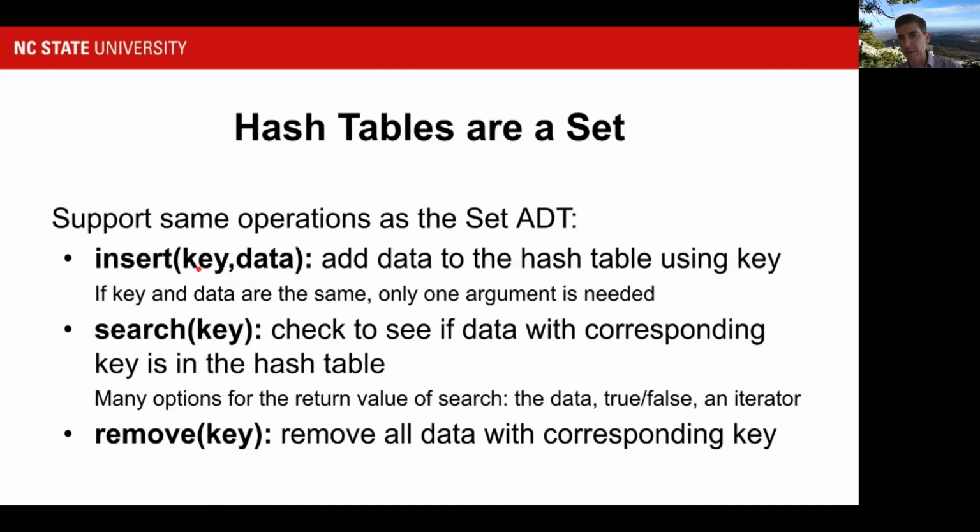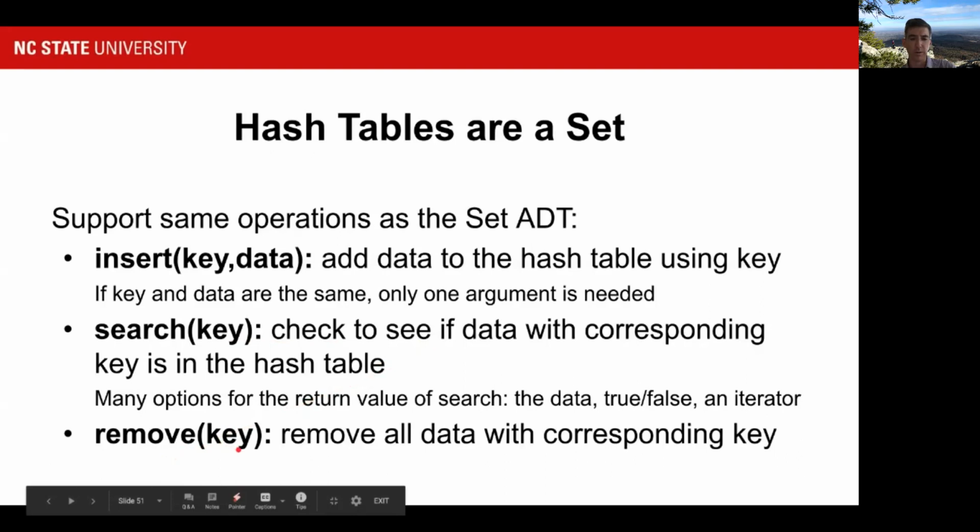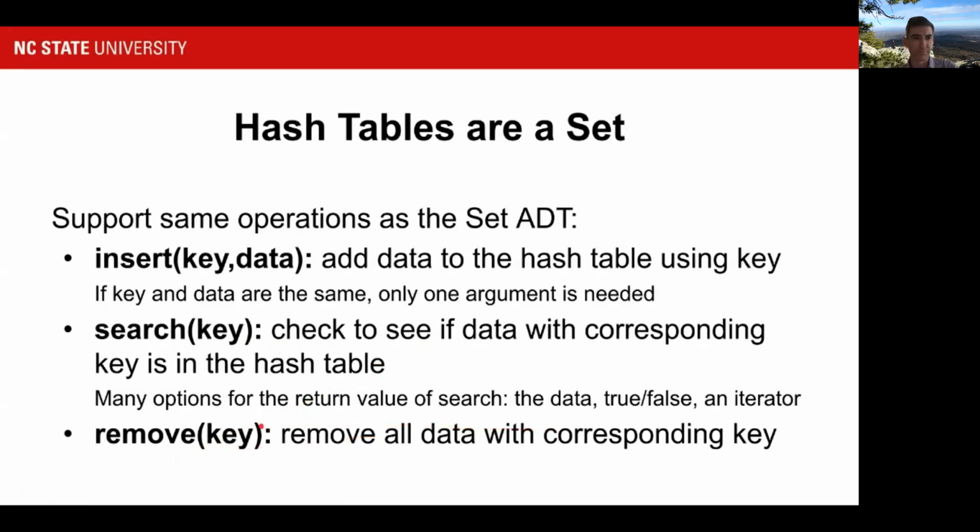But for primitive types, the key and the data are the same, so we don't necessarily need this differentiation. And so when we do an insert, we add the data to the hash table using the key. When we do a search, we check to see if data with the corresponding key is in the hash table. When we do a remove, we remove the data with the corresponding key if it's in the hash table. So basically the same things we want to do as in a set.